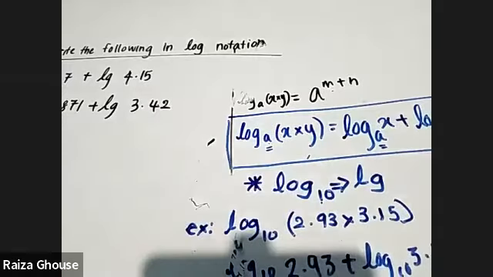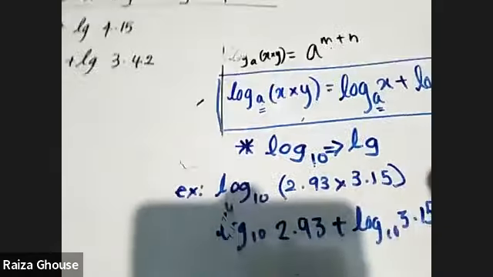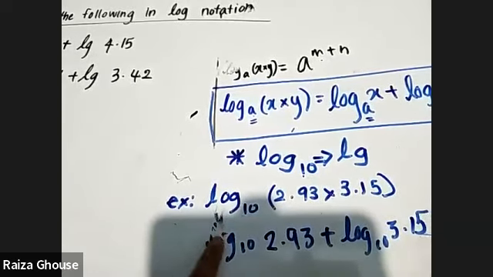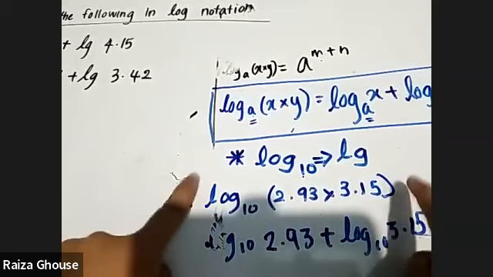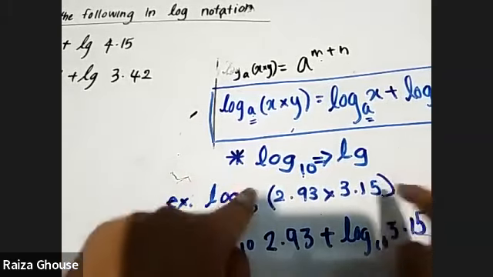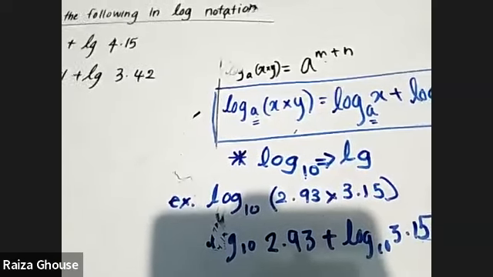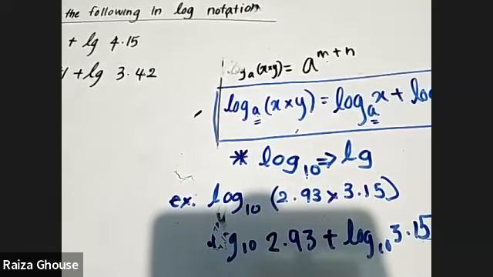Miss, then which base should I write? Base 10. LG, right? Here, I gave this one. For you, the question is this. Your answer should be log base 10, with the multiplication within brackets. Okay? Is that clear?